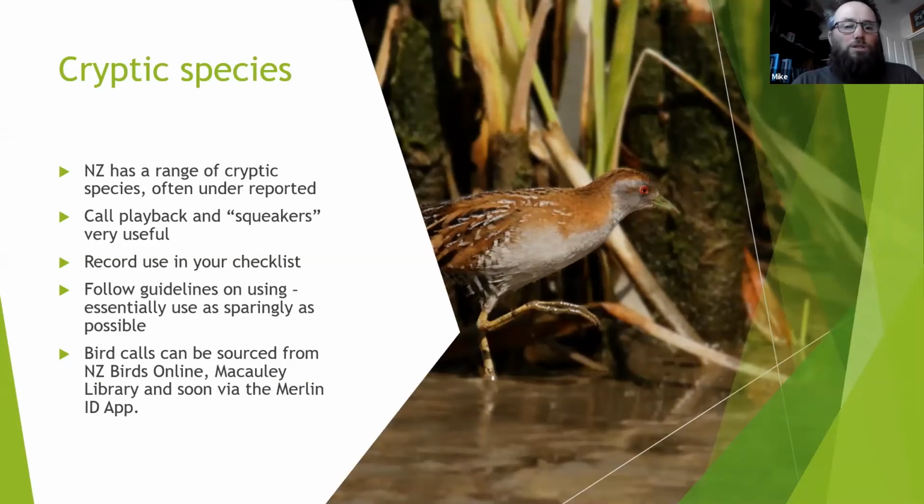And if you do use playback or squeakers, we advise you to record this in your checklists. I'll often use playback, particularly to get crakes. I've done quite a bit of crake hunting around Marlborough. I will record a 0 next to marsh crake if I use playback but then don't record one, and then I'll put in the comments that I used playback to try to call crakes but didn't get them, because this has then given us that good negative data to say that we actually have looked for it, but didn't get it.